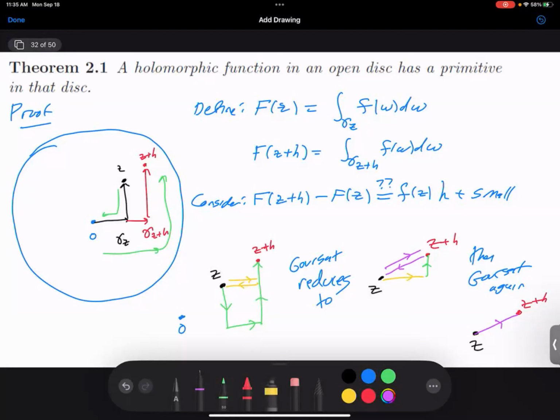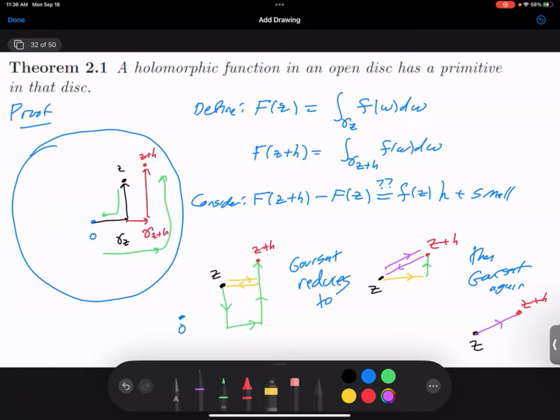So I strongly urge you to explore what would happen if you try f of z is the complex conjugate of z, f of z is the absolute value of z. See if you can define a primitive, see if you get integrals over closed curves.